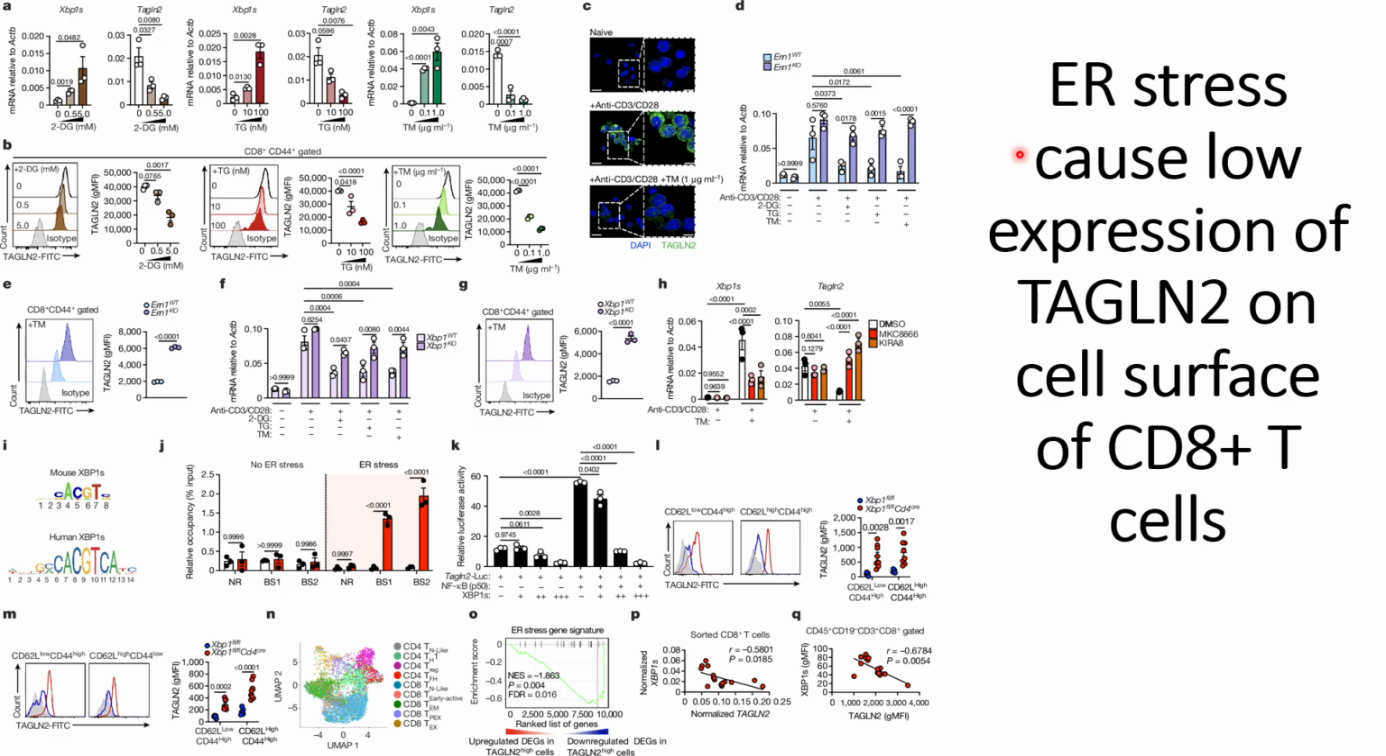However, in the ascites of the cancer where XBP1 expressions are low, they see more expressions of this TAGLN2, and more abundant activated CD8+ T cells are found in that area where XBP1 expressions are low, and they can perform their functions in a more efficient manner.